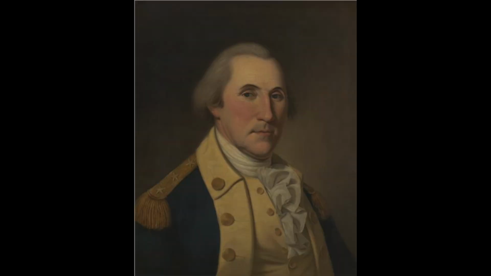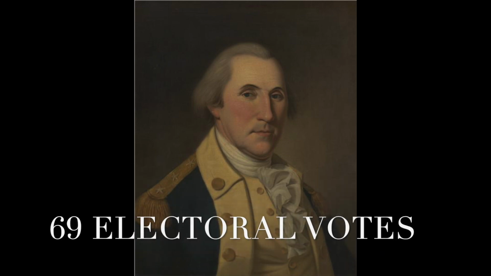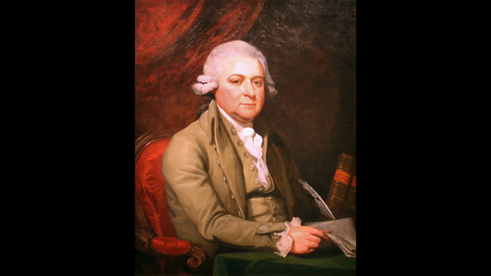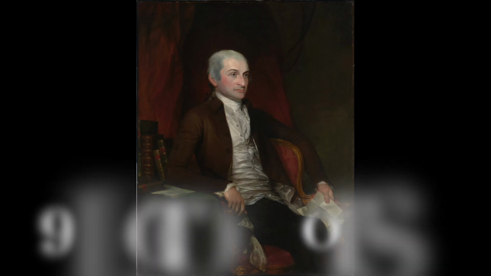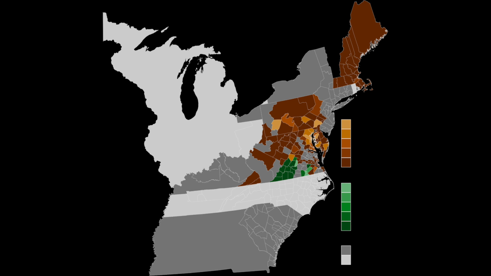George Washington was elected as the nation's first president. He received 69 electoral votes. John Adams received 34 electoral votes, and he became the first vice president of the United States. John Jay received 9 electoral votes. Federalists clearly dominated this election, with only 3 anti-Federalist electors winning in the entire country.